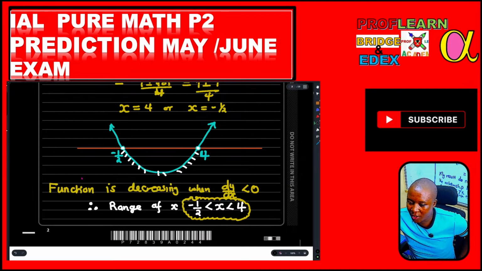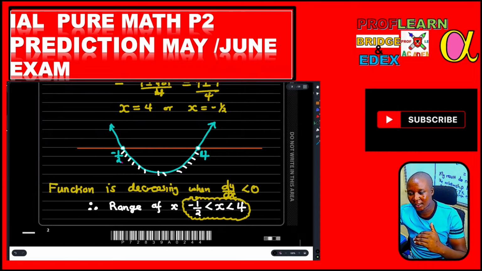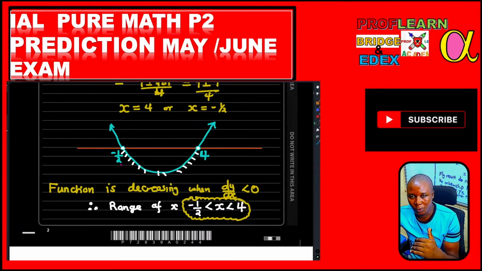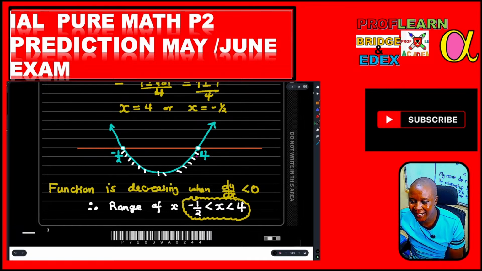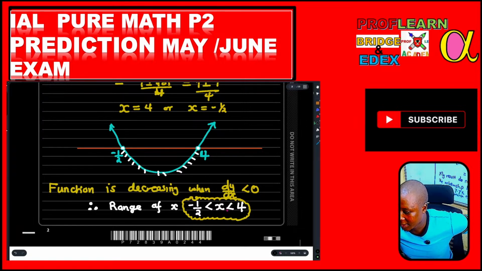So that we can say if the function is decreasing, that derivative should be less than 0, should be a negative number. So where do we have y negative? Below the line. So to define the region where that function is decreasing, when dy/dx is less than 0, it's going to be x is greater than negative 1 over 2 and x is less than 4.